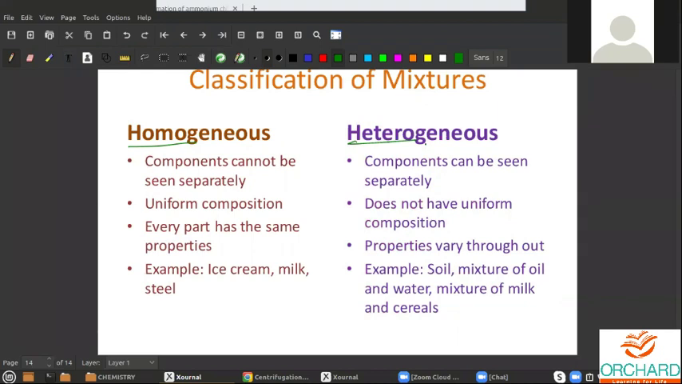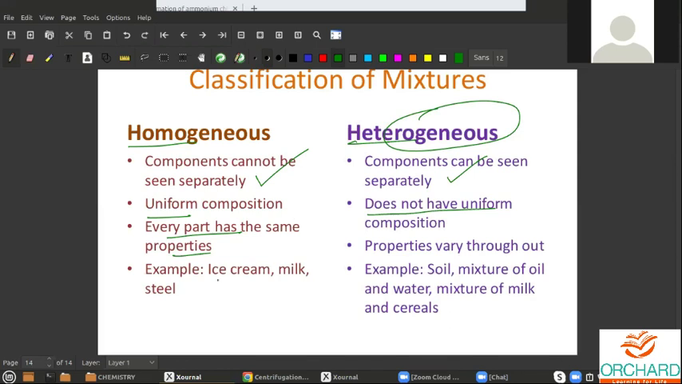The next difference is between the two types of mixtures, homogeneous and heterogeneous. In a homogeneous mixture, components cannot be seen separately, just like salt solution. In a heterogeneous mixture, components can be seen separately, like coffee powder solution or sand solution. One has uniform composition, the other does not. In a homogeneous mixture every part has the same properties: if you take 1 ml of that solution, it will have the same property. Whereas the properties of a heterogeneous mixture vary throughout the solution. On the top it will have some property, at the bottom some other property.